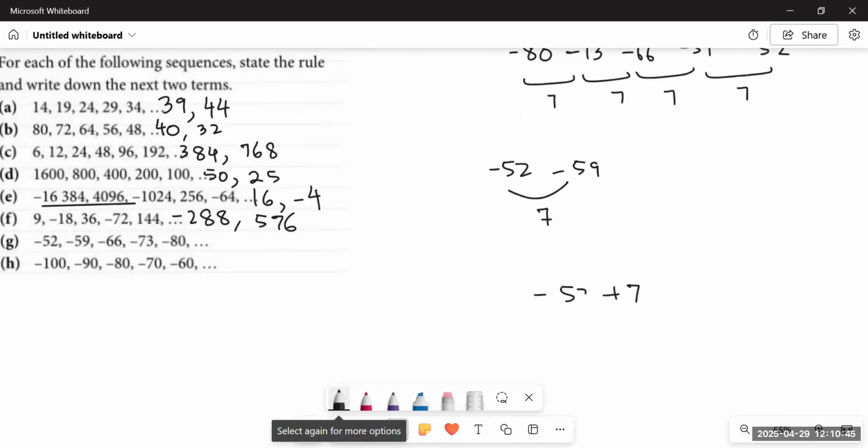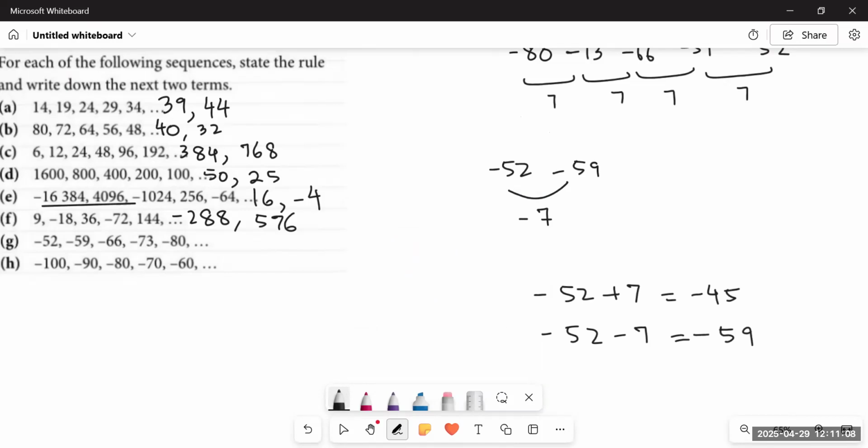Minus 52 plus 7. And minus plus minus. So my answer will be minus 45 and not minus 59. It means I have to keep a negative 7 over here, because minus 52 plus 7 is equal to 59, and I'll have to put the sign of the greater number, which would be minus 59.